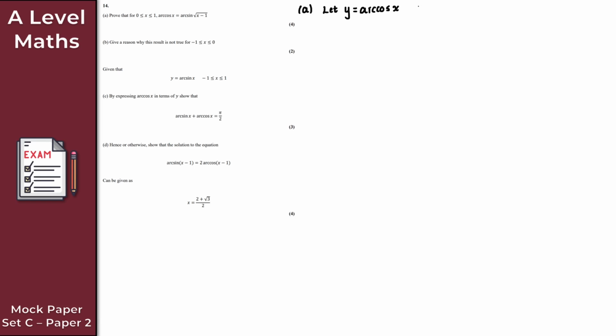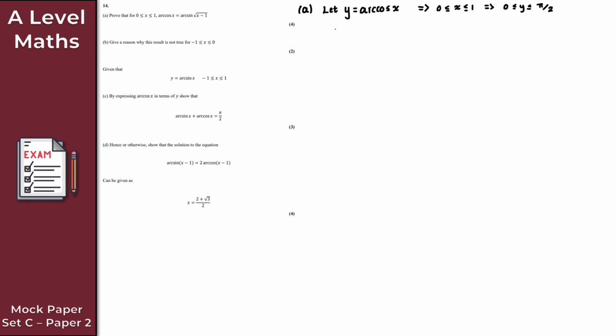And what I'm also going to do here is just make a quick note then. So we know here that x is between 0 and 1. So x is between 0 and 1. And what that means here for y then is y is between 0 and pi over 2. And this will become important a little bit later on. But for now, that's absolutely fine.